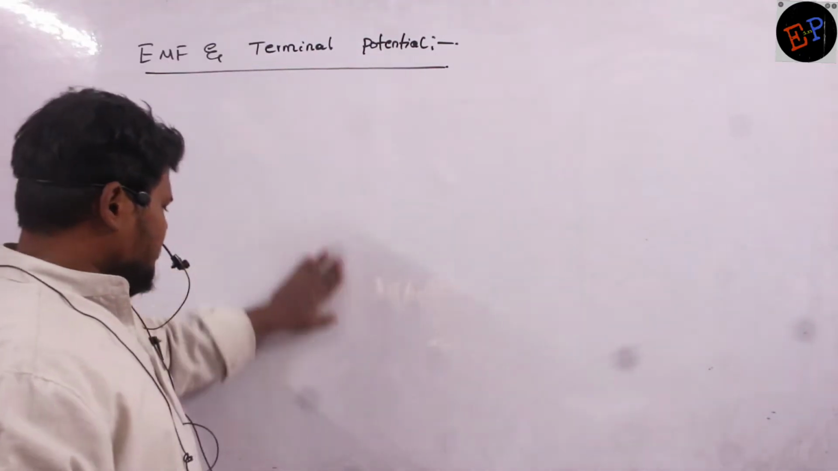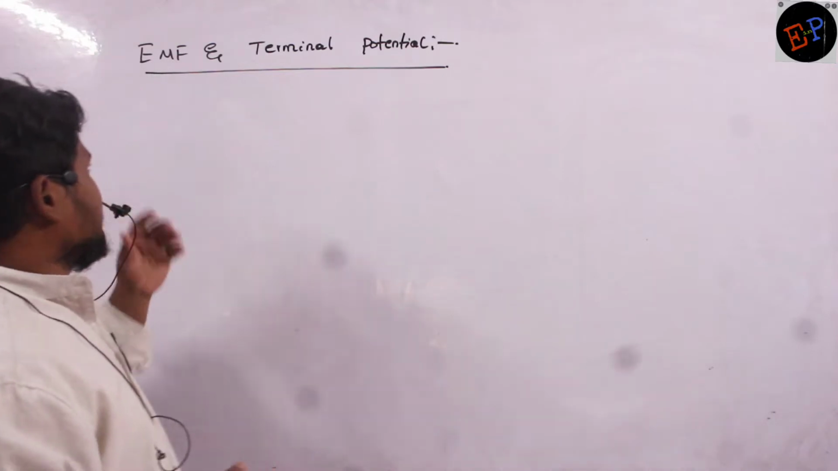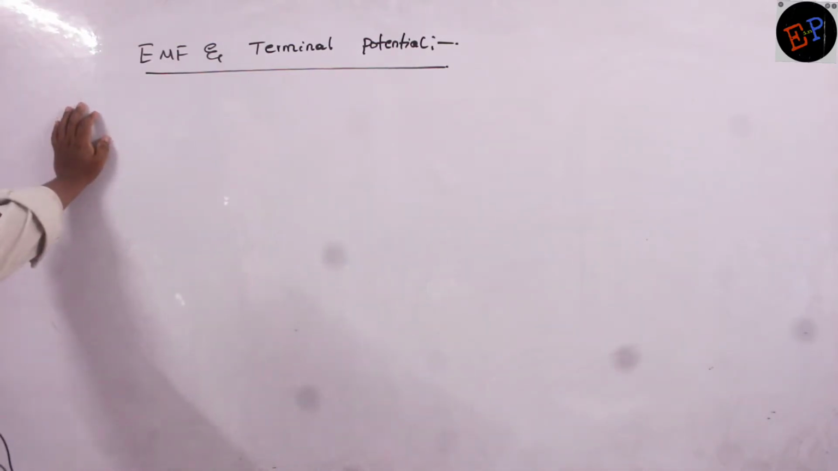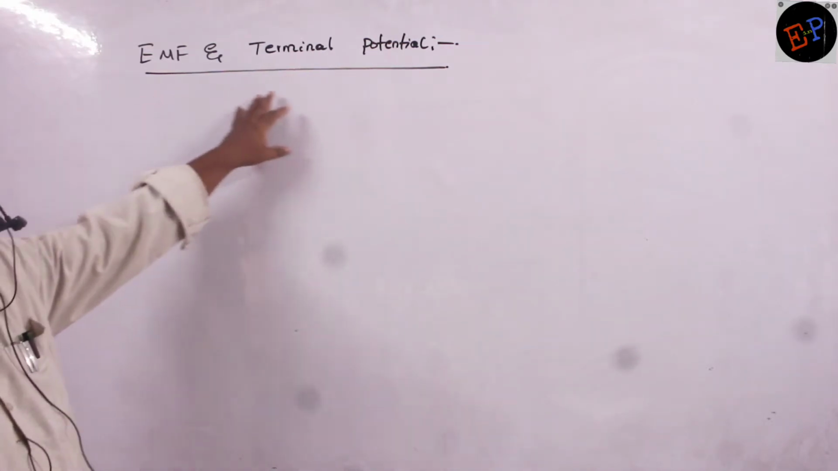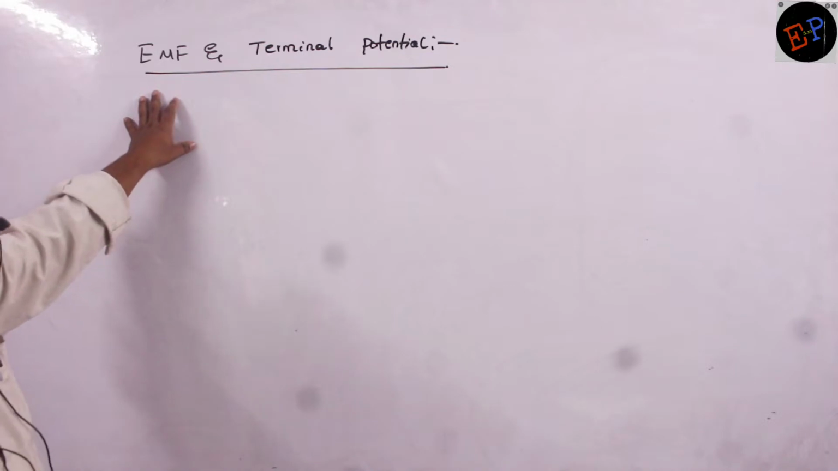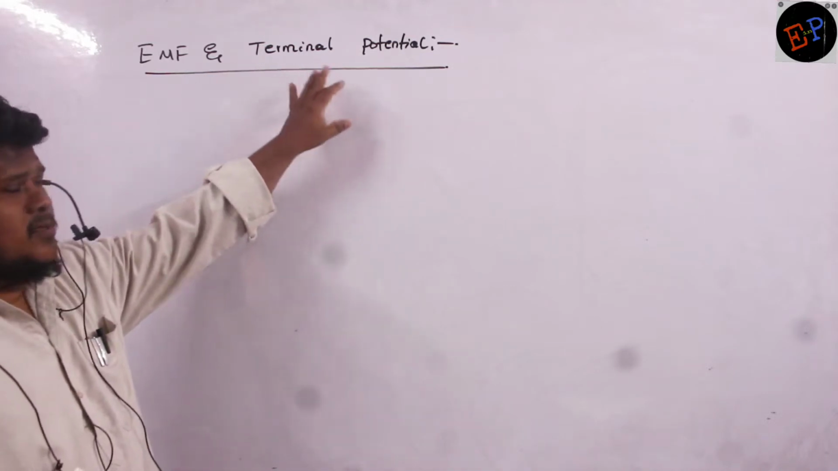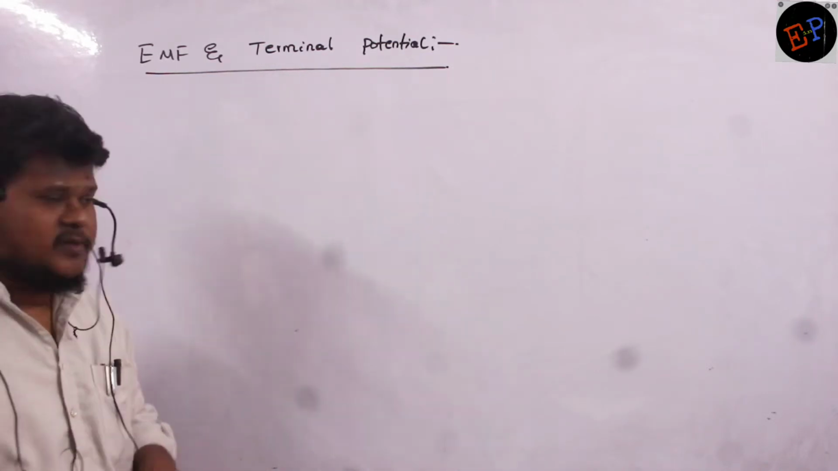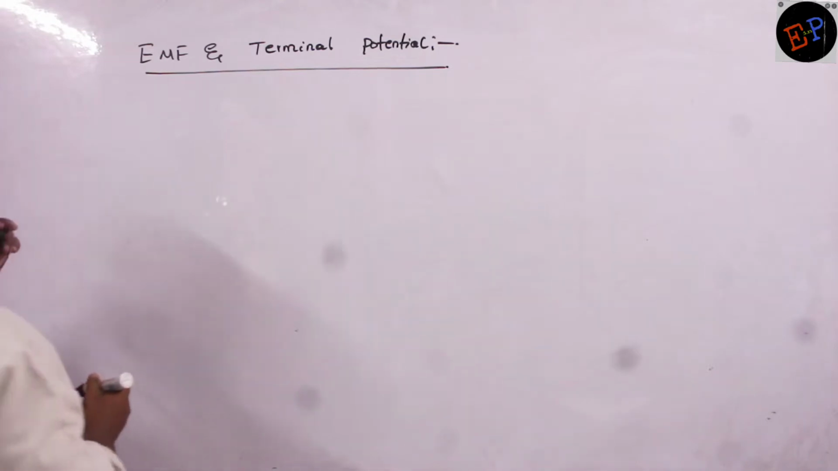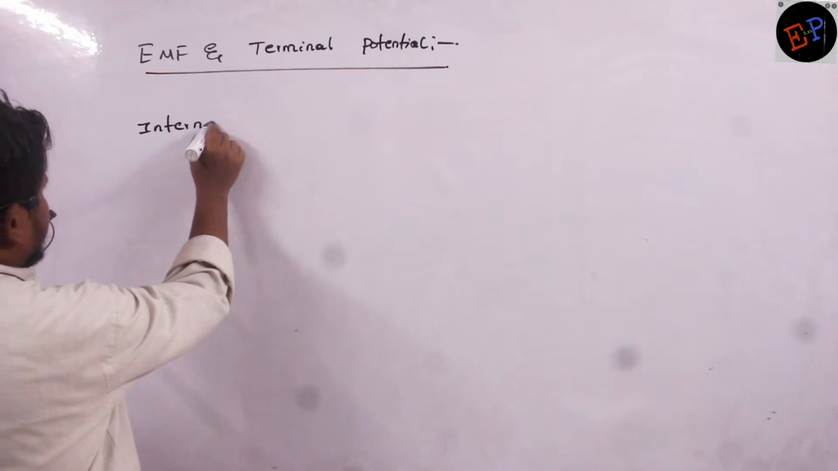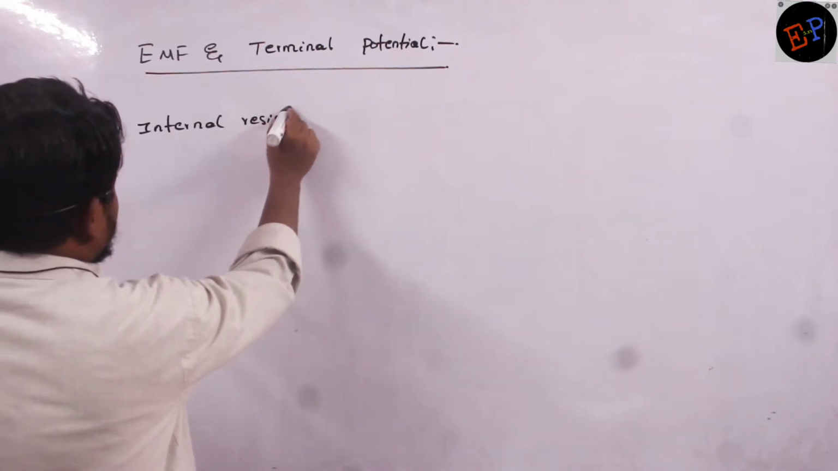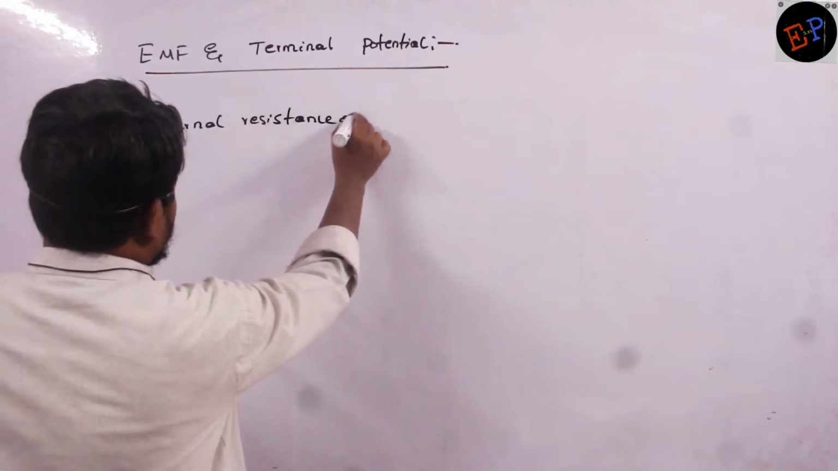So, next topic which we are studying is EMF of the cell and terminal potential. There is a small difference between these two. Both are potentials only. EMF is also potential of the cell. Terminal potential is also potential, but there is a small difference which we will discuss now. Before that, first of all, we will study about internal resistance of cell.